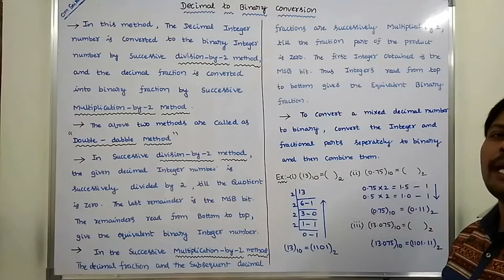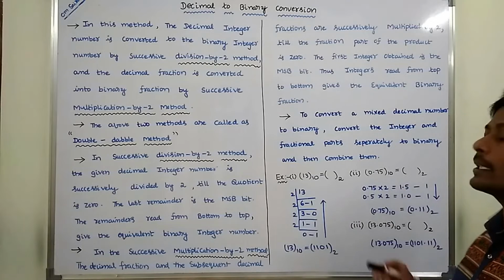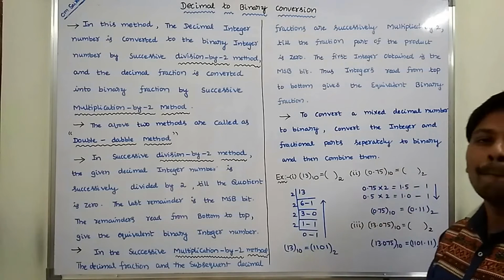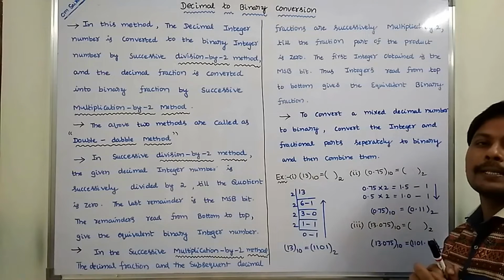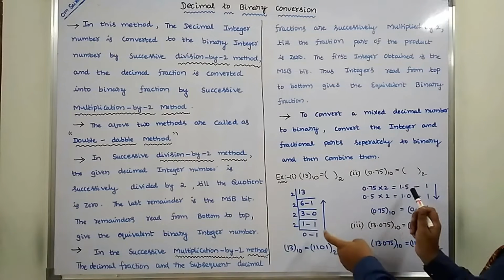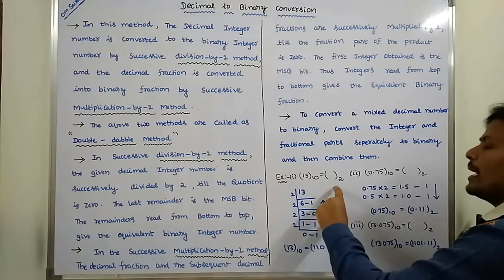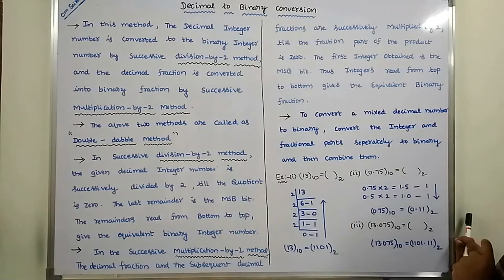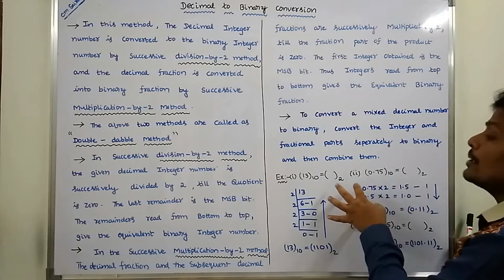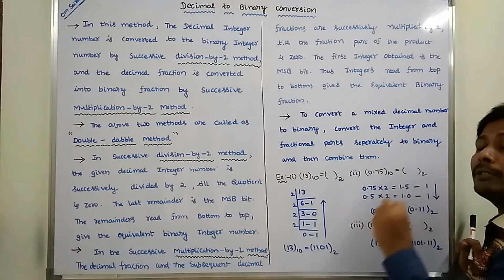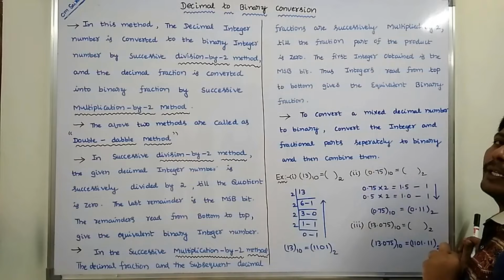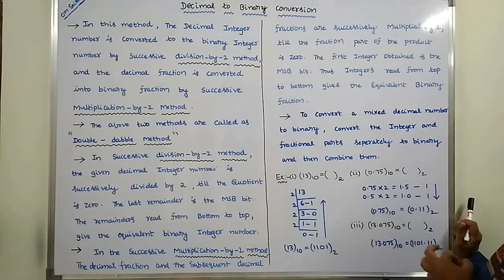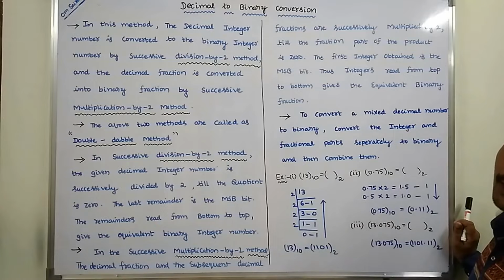Now this method is called the successive multiplication by 2 method. This method is used for converting the decimal fraction number into the equivalent binary fraction number. By combining these 2 methods, successive division by 2 and successive multiplication by 2, we can convert the given decimal integer and decimal fraction number into the equivalent binary integer number and binary fraction number.